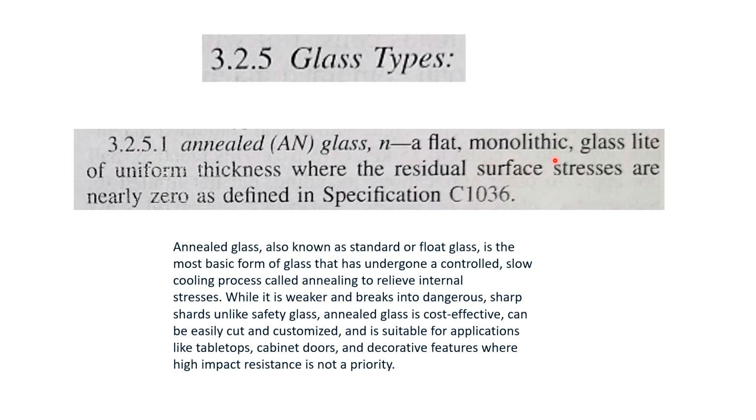A flat monolithic glass light of uniform thickness where the residual surface stresses are nearly zero as defined in specification C 1036. So there are no residual surface stresses, and it's called annealed flat monolithic glass. That didn't really do it for me because I'm thinking annealed, what does that mean? So I looked on the internet, and this is the definition. Annealed glass, also known as standard or float. Remember float glass? We talked about that. And the other glass, we're going to treat it the same as float glass.